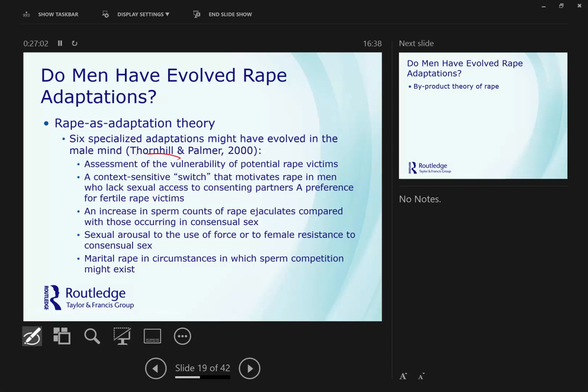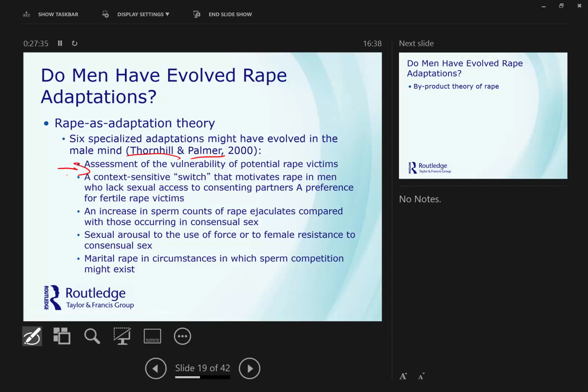And so here's this great guy Thornhill and his buddy Palmer, who caused a big stir a number of years ago. They said there are really 6 things that might have evolved in the male mind that would indicate rape as an adaptation. One of these is being able to assess potential rape victims, the vulnerability of those victims. Most of the women who are raped are in that 20 to 30-year-old range.